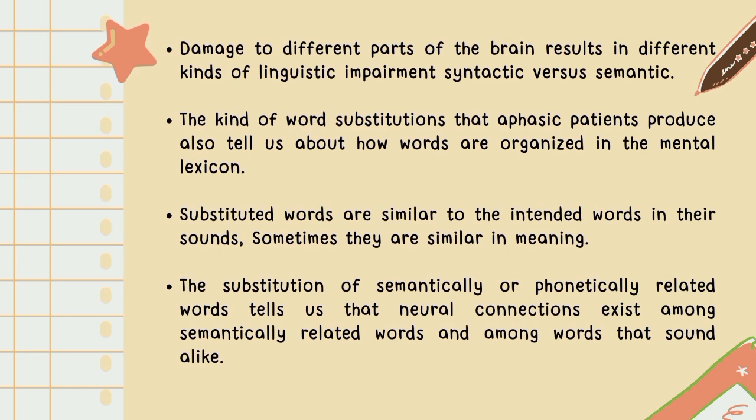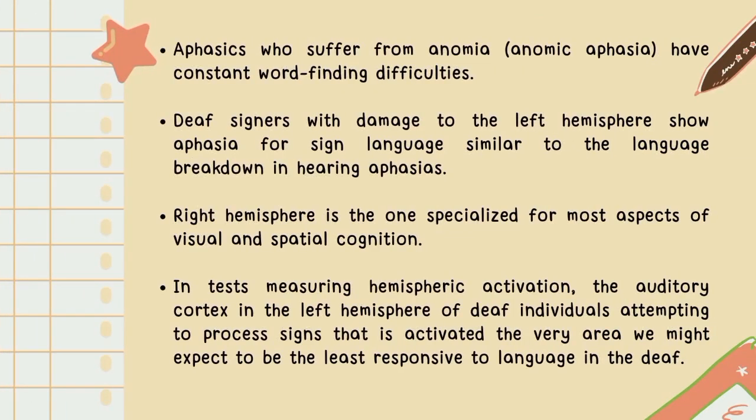Our brain does not just store words as simple items. They are connected in a network based on their sounds and meaning. People with anomia, a type of aphasia, have a lot of trouble finding the right word. They know what they want to say, but they cannot seem to pull the word out of their mind.